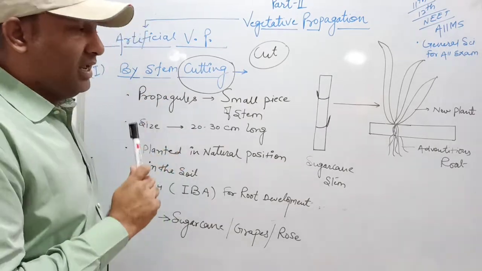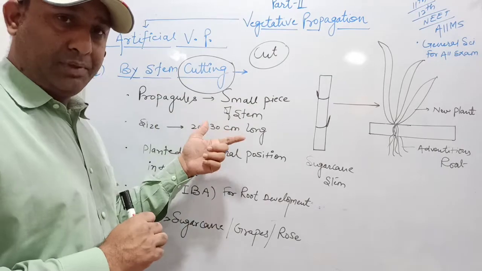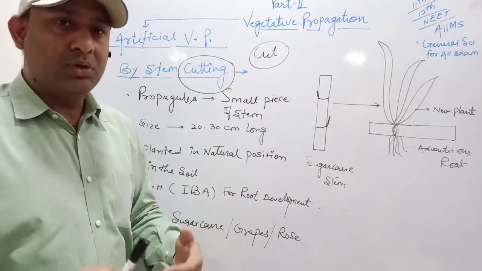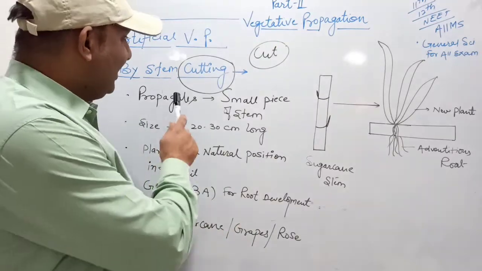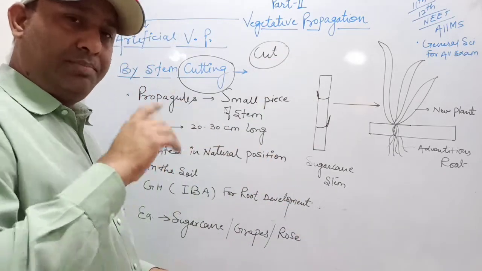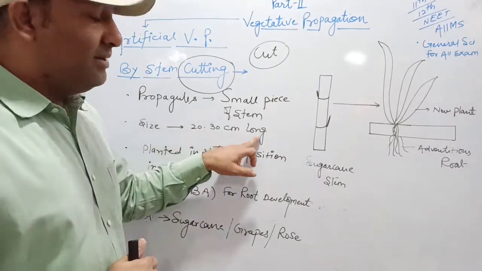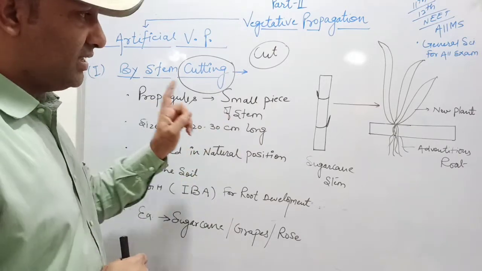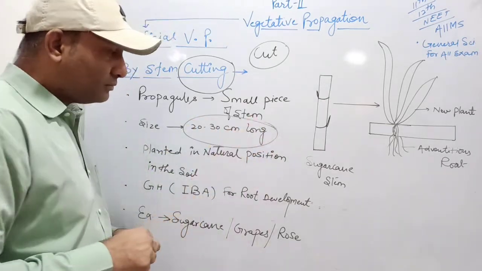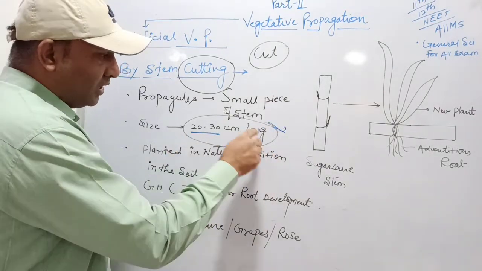If we discuss this cutting method, we have to know the following points. First, the propagules. In the terminology class I explained propagules. Propagules are the plant parts used in vegetative propagation, like stem, root and leaf. In this case, the propagule is a small piece of a stem. From a long stem, we take a small piece, and the minimum size is 20 to 30 centimeter long. It is essential for the experiment that we take a 20 to 30 centimeter long piece of stem. Clear?